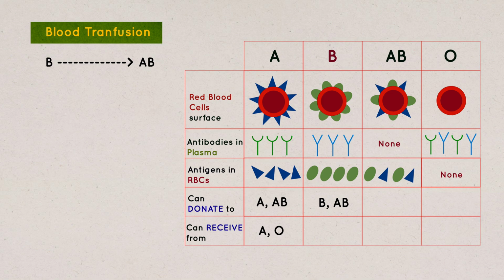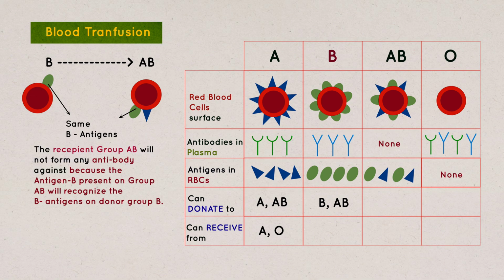Group B can donate to group AB because the B antigen of recipient AB group will recognize the B antigen of donor group B and will not form any antibody against it.